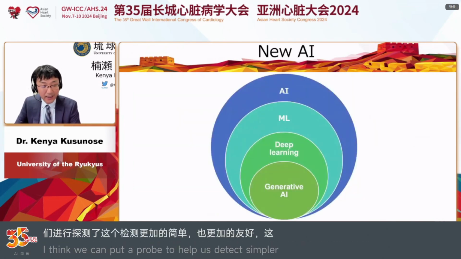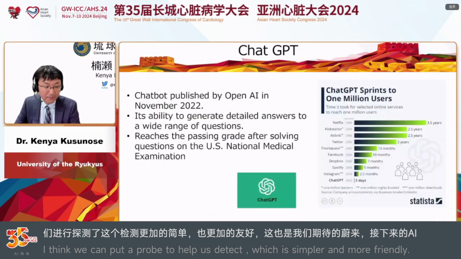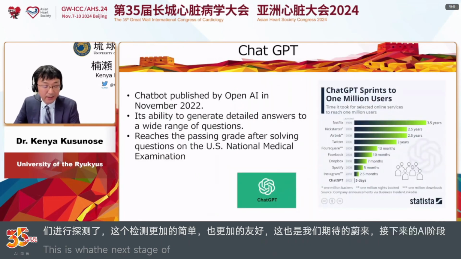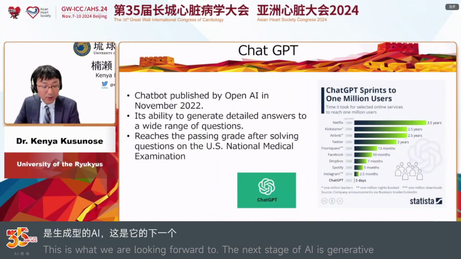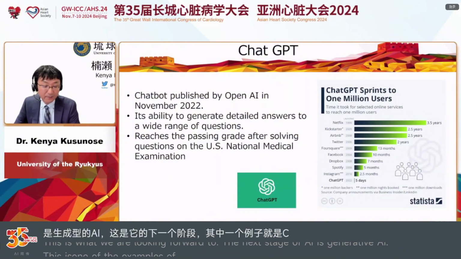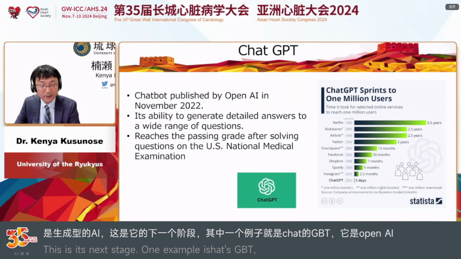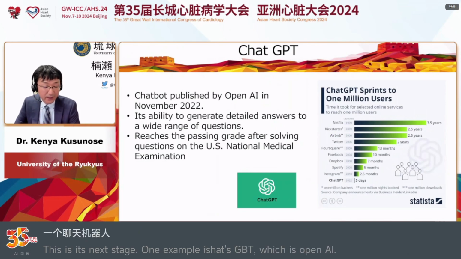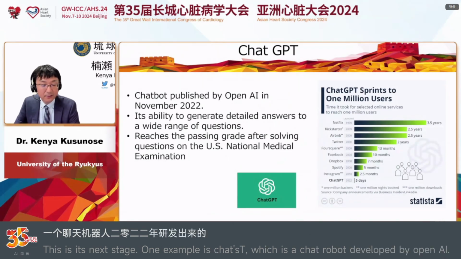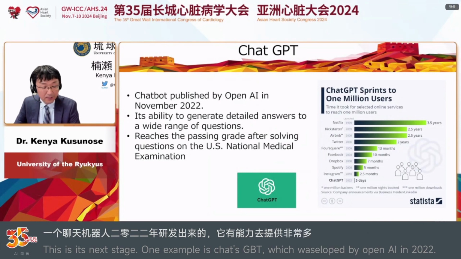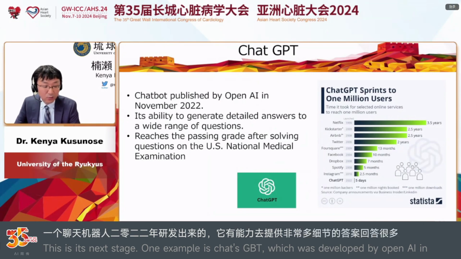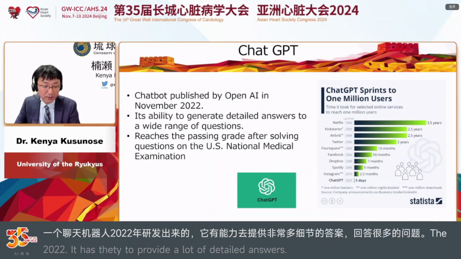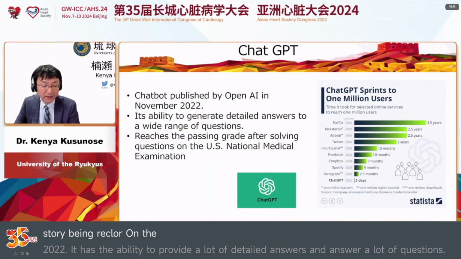The next stage in AI is generative AI. A prime example is ChatGPT, a chatbot developed by OpenAI, released in November 2022. Its ability to generate detailed answers to a wide range of questions reaches the passing grade after solving questions on the U.S. National Medical Examinations.